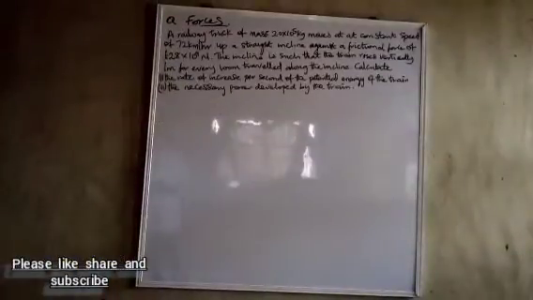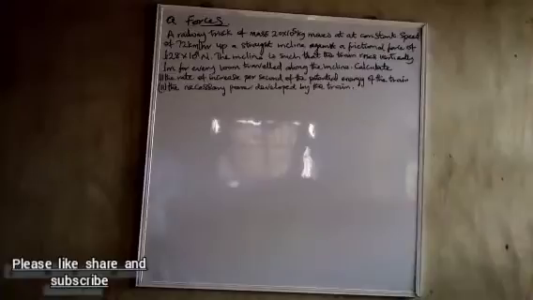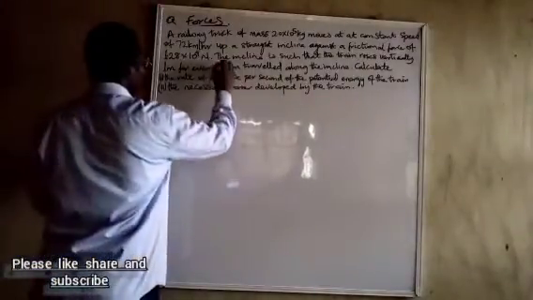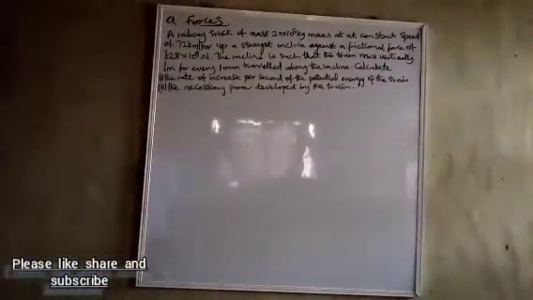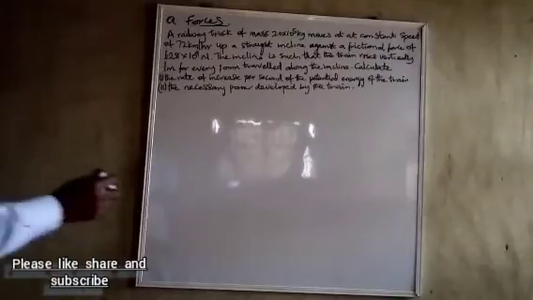A railway truck of mass 2 times 10⁵ kg moves at a constant speed of 72 km per hour up a straight incline against a frictional force of 1.28 times 10⁴ Newton. The incline is such that the train rises vertically 1 meter for every 100 meters traveled along the incline. Calculate 1, the rate of increase per second of the potential energy of the train. 2, the necessary power developed by the train.